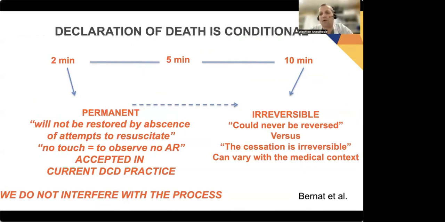However, when we deal with a DCD organ donor, the death is not irreversible. It's permanent, which means that after the no-touch period, which is meant to exclude autoresuscitation, we accept that we can declare patients dead based on the permanence principle, because we do not interfere with the process. And this is a good principle, a good condition, and in most countries it's a well-accepted practice, also worldwide.